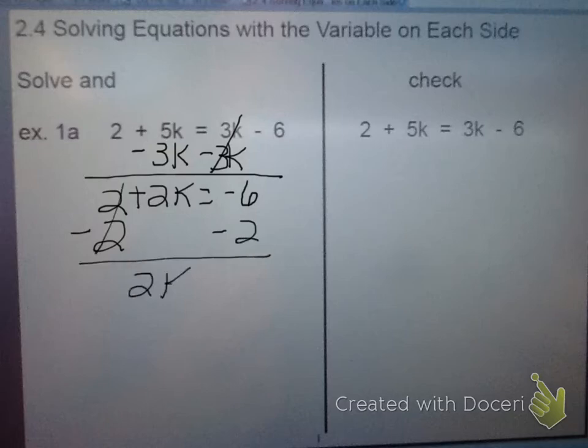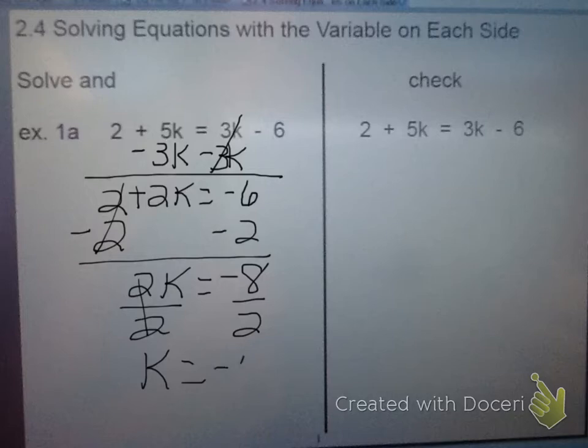We get 2k is equal to negative 6 and negative 2. When the signs are the same, we add and get a negative 8. Divide both sides by 2. Negative 8 divided by positive 2 is a negative 4.